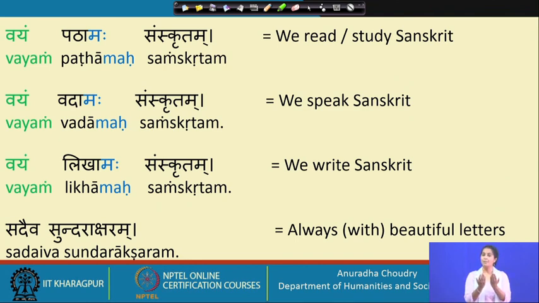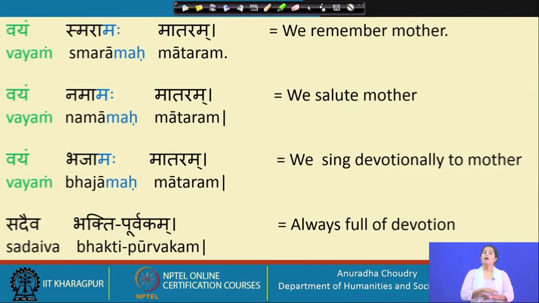Vayam pathamah sanskritam, Vayam vadamah sanskritam, Vayam likhamah sanskritam, Sadaiva sundaraksharam. Vayam smaramah mataram, Vayam namamah mataram, Vayam bhajamah mataram, Sadaiva bhakti purvakam.